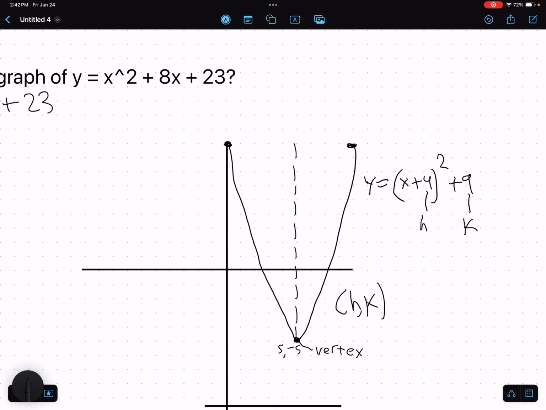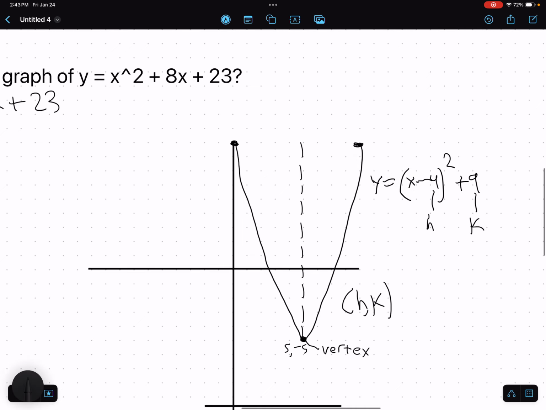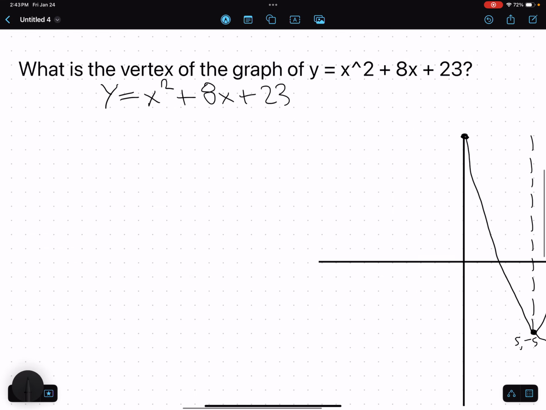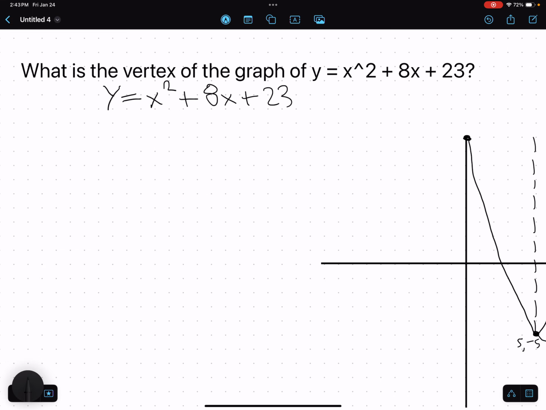So in this situation, our vertex point would be 4, 9. Actually, no, negative 4, 9, because in the formula, it's never going to be a plus here. It's always going to be a minus. That's the standard form formula, so that's important. It needs to be negative 4, 9. So, we can now use this information to solve the problem.